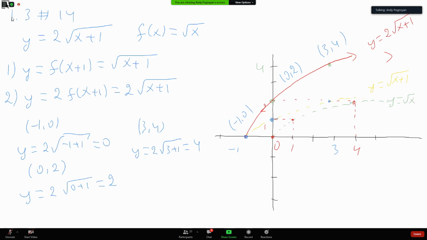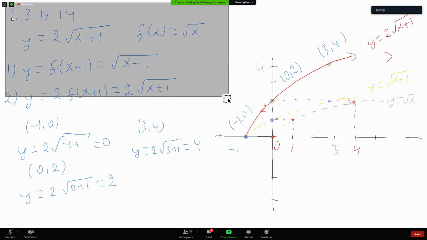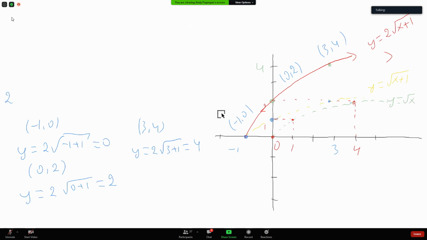Any question on this one? No. So 15 is y equals x squared minus 4x plus 5. Now to use transformation translations, the base function is x squared. So you need to complete the square first.